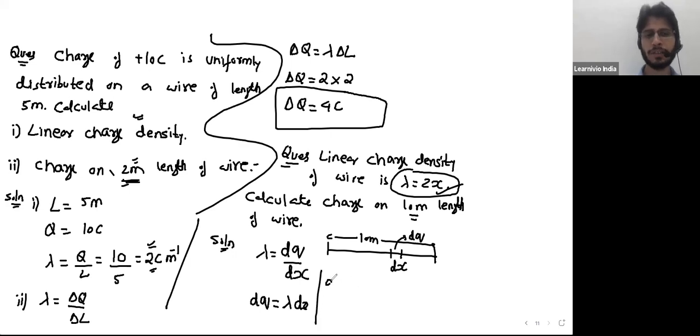dq is lambda dx. I can write q as the integral of lambda dx. I will revise integrals in the next lecture. Just remind me to start the next lecture with the revision of integration.